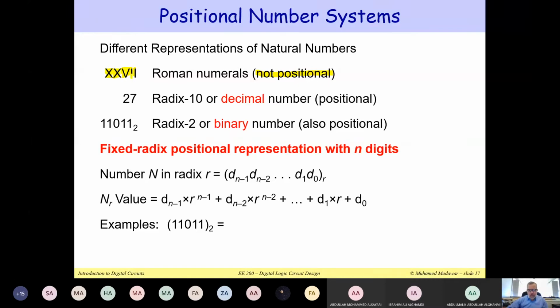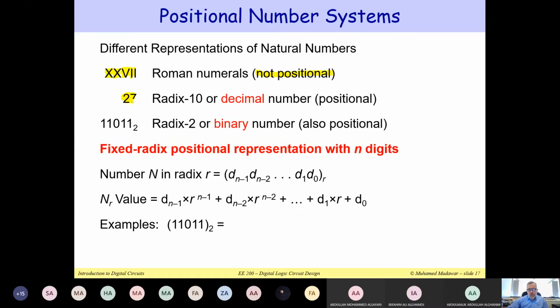Okay, this I is 1 and this I is also 1. So it's not a positional number system. Whereas the decimal number system that we are used to, for example, this number, this is 27 in decimal. This 2 has a position. This 2 is 20, it's 2 multiplied by 10. And this 7 is multiplied by 1. So this is the number 27.